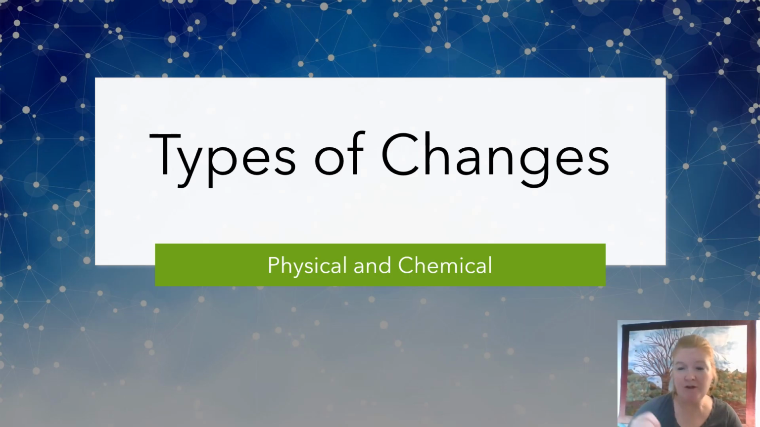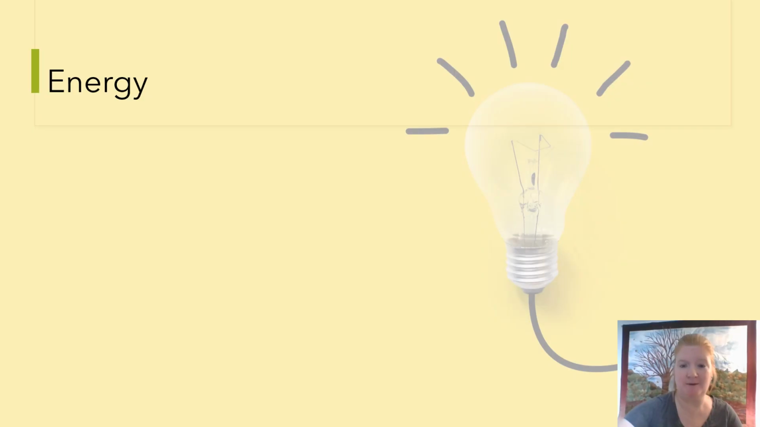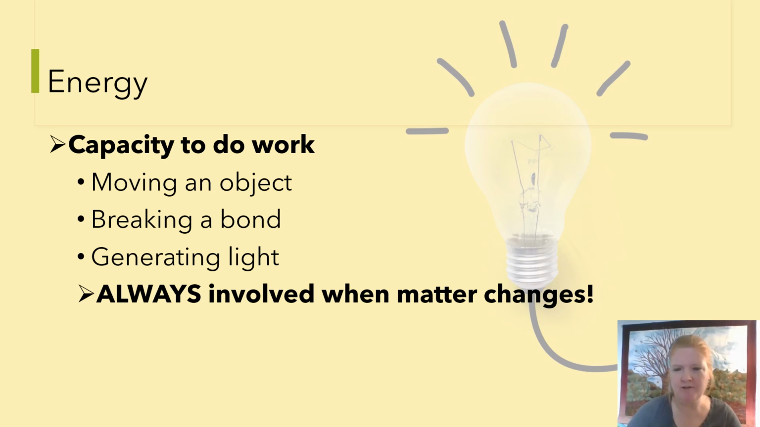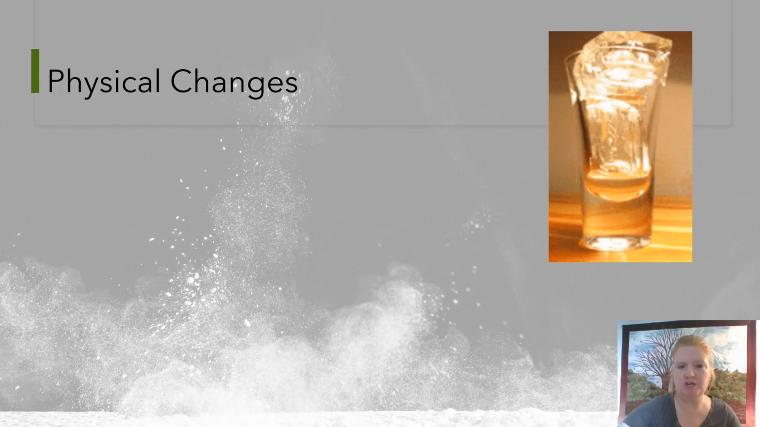All right, now that we went over properties, now it's time to move on to changes. And just like properties had physical and chemical, changes are the same deal. All right, so energy, we kind of have to address it a little bit. Energy literally means the capacity to do work. So you could be moving an object, breaking a bond, generating light. And energy is always involved when matter changes.